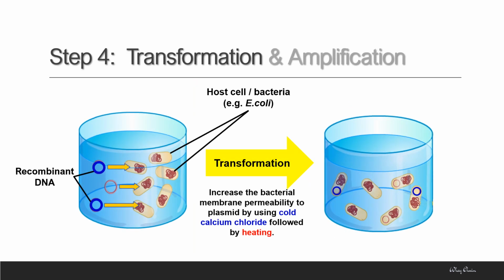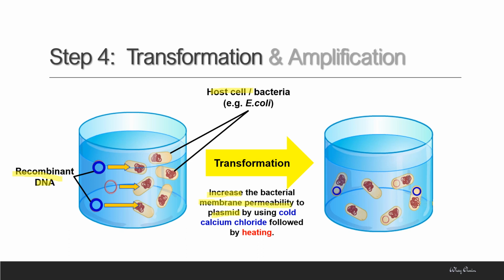I would like to start with the transformation, which is a process where the recombinant DNA or recombinant plasmid is inserted into the host cell, which is actually the bacteria, for example E. coli, that was used in the first step during isolation. Even though the plasmid is considered a small circular DNA, it still has difficulty being reinserted back into the bacterial cell. So we need to increase the membrane permeability to the plasmid.